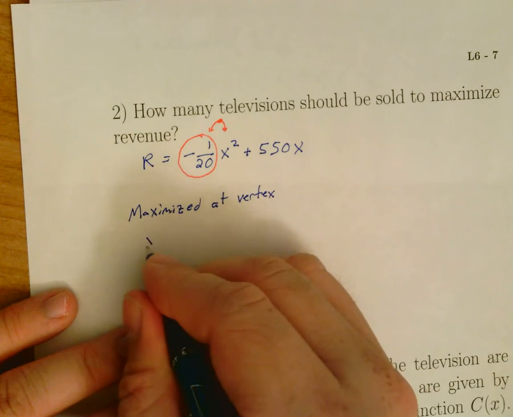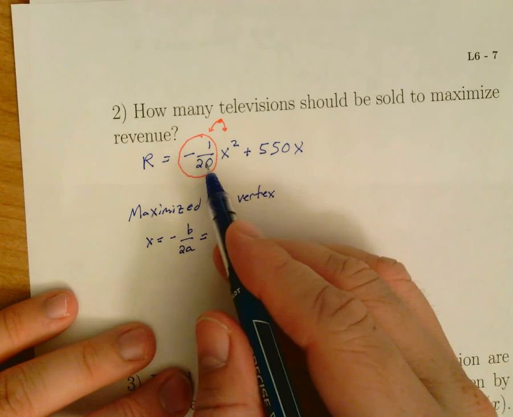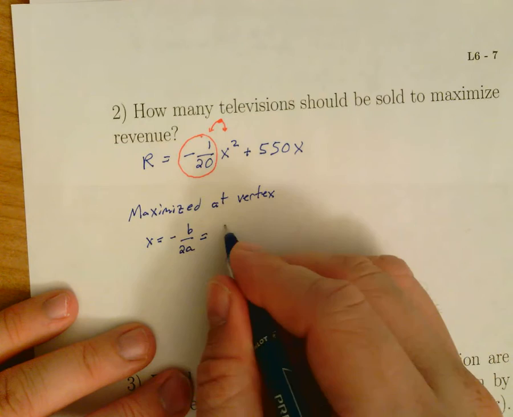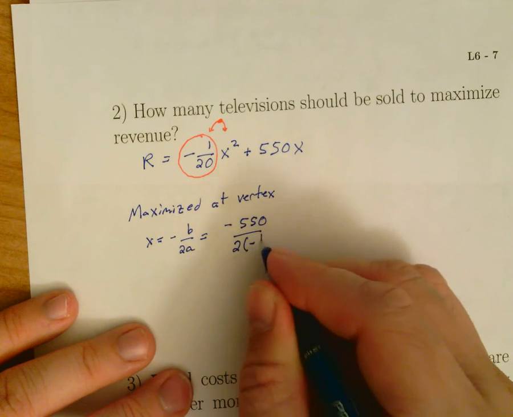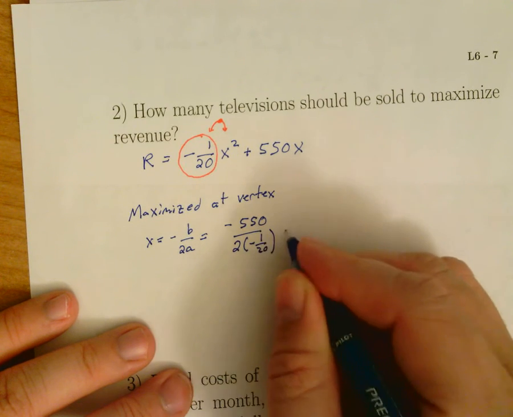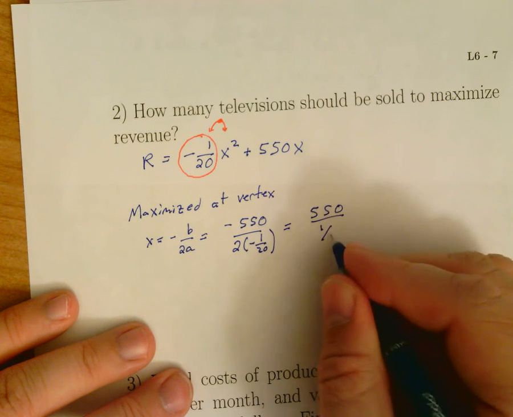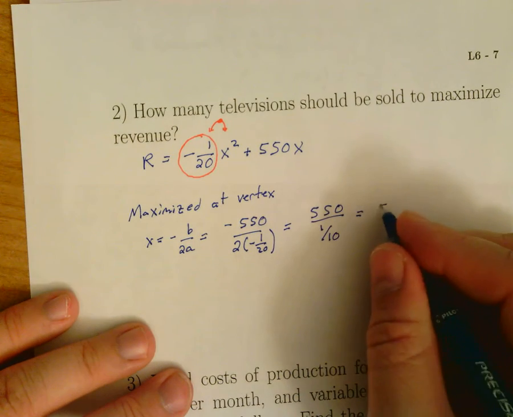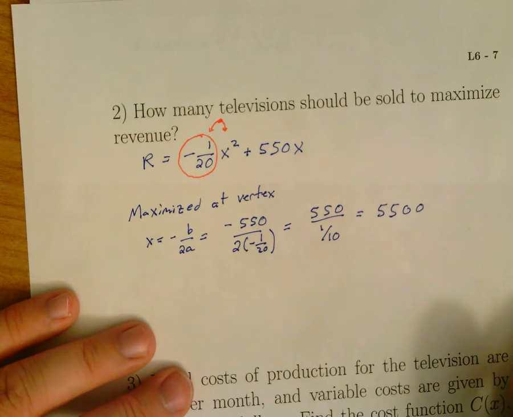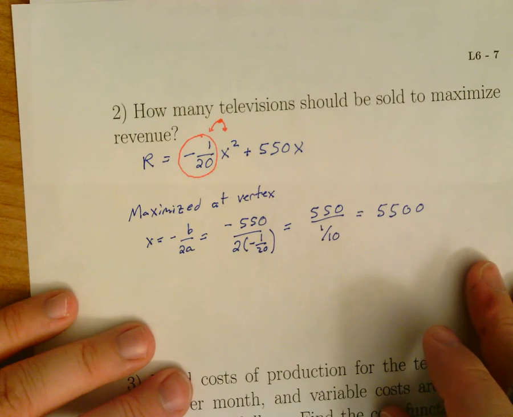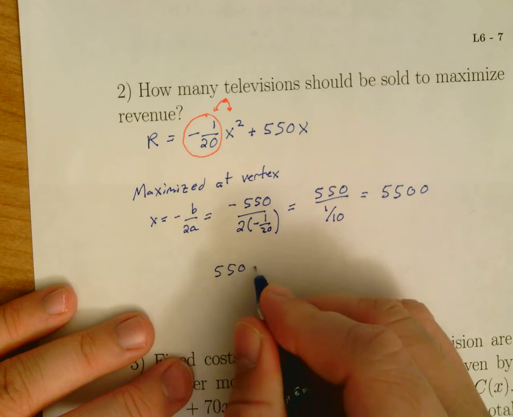So we have x is equal to negative b over 2a. This is my a, and that's my b. So I have negative 550 divided by 2 times negative 1 over 20, which is 550 divided by 1 over 10, which is just equal to 5,500. So if I want to bring in the most amount of money, the most revenue, then I need to sell 5,500 televisions.